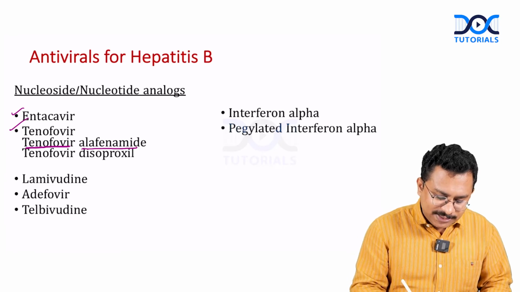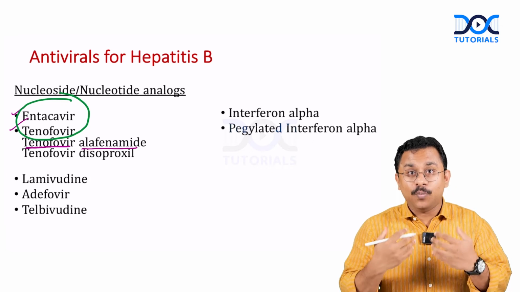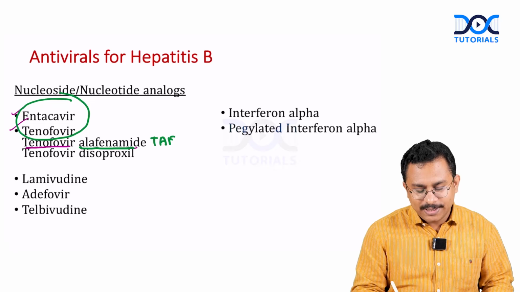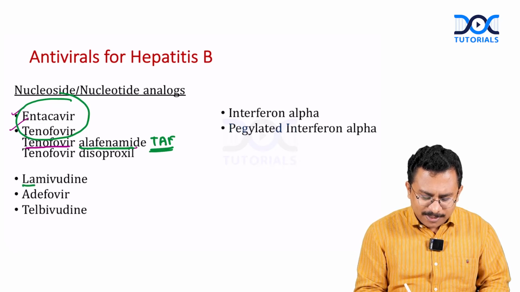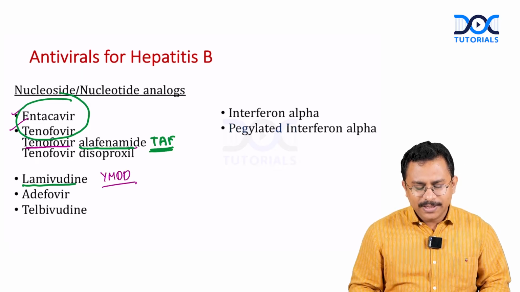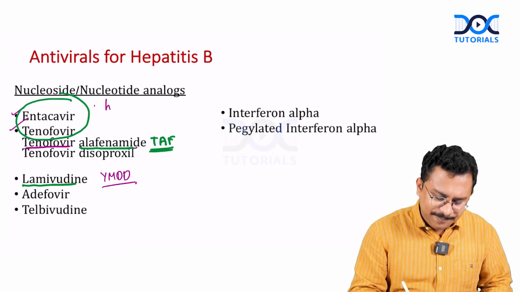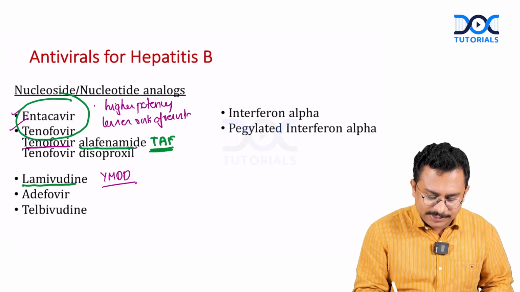But out of all these drugs, the first two, entecavir and tenofovir, are the ones which are more preferred, especially the alafenamide preparation, which is TAF. Okay, the short form is TAF. So these are the ones commonly used. Lamivudine has a problem with certain mutations. That is, you have got the YMDD mutations as well. So that's why the first two are preferred because of higher potency and lesser risk of resistance.